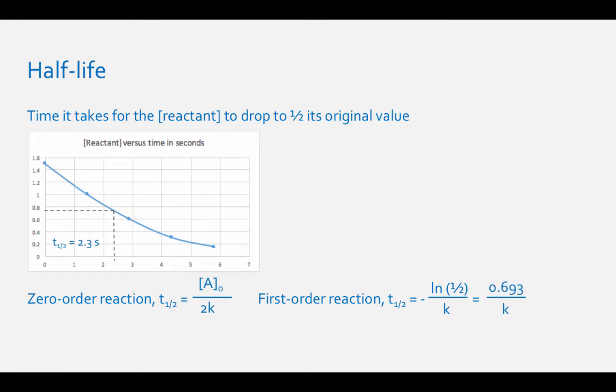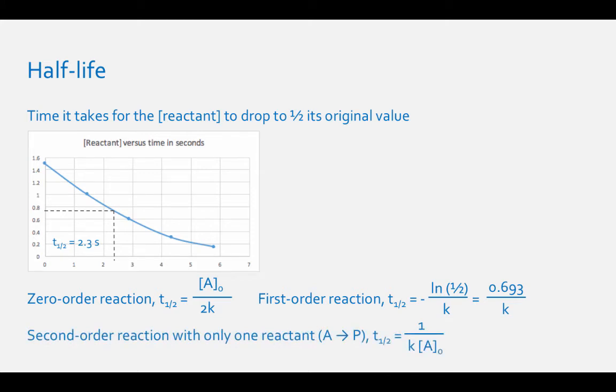For a second-order reaction, half-life depends on the initial concentration. For a second-order reaction with only one reactant, such as A results in P, the half-life equals 1 over the rate constant times the initial concentration of A.